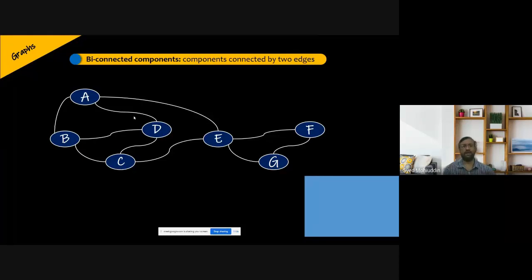And to find biconnected components, we have to make sure that there are two edges connecting to one or more different components. So here, if one edge is removed, there will be another edge through which we will be able to reach the other connected components.